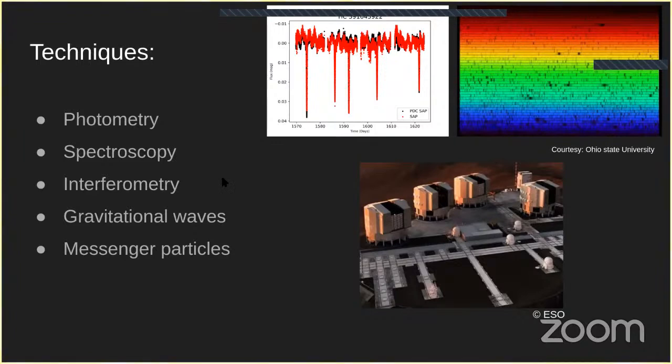The third one is interferometry. Interferometry is a technique where you use multiple telescopes to increase your resolution. What do I mean by resolution? Say you have two very close stars. When you look through a small telescope, those two stars will look just like one star because they're so close by. You cannot really differentiate between them. The light just merges into one.